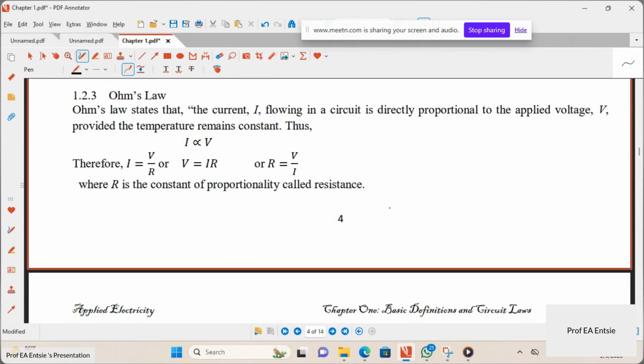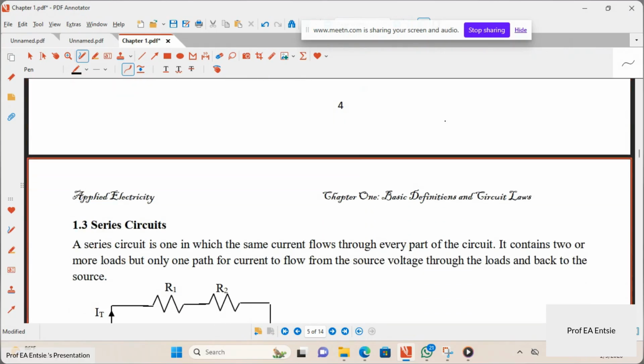So now Ohm's law, of course we know this already. It says that current is directly proportional to the voltage, provided temperature remains constant and the material is a conductor. That's all. So we know this already. Ohm's law brings about this formula, V equals IR.